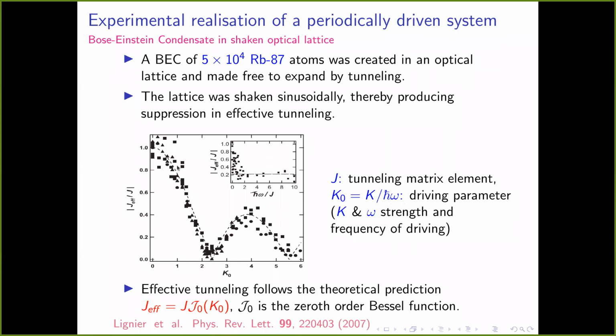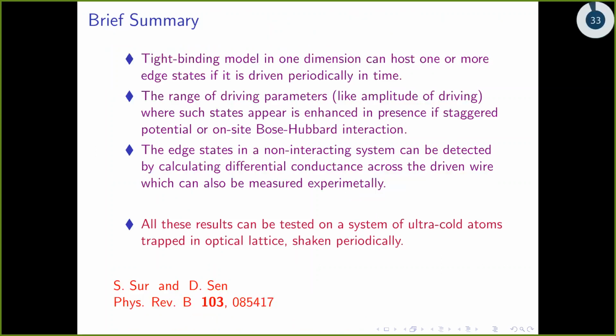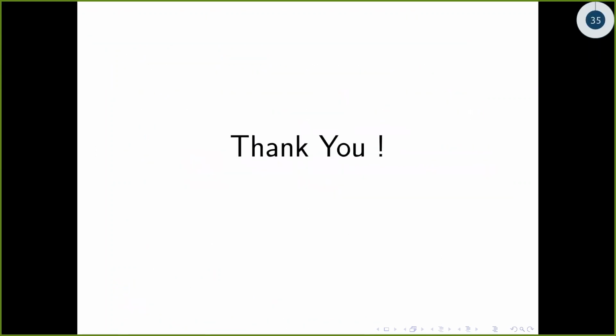And experimentally they also found that J effective follows this theoretical prediction. It goes to 0 whenever K0 is a zero of the Bessel function, and it is maximum when K0 is 0. So you can actually achieve this kind of localization by periodically driving a quantum system. And that's all I wanted to say. Thank you.